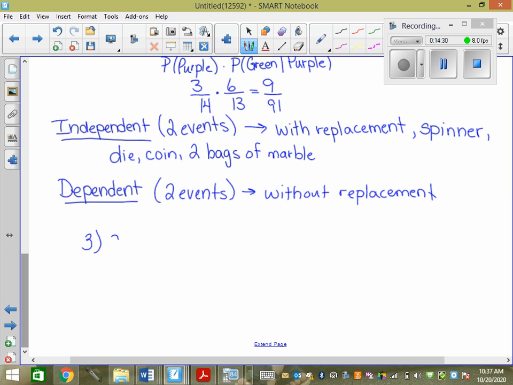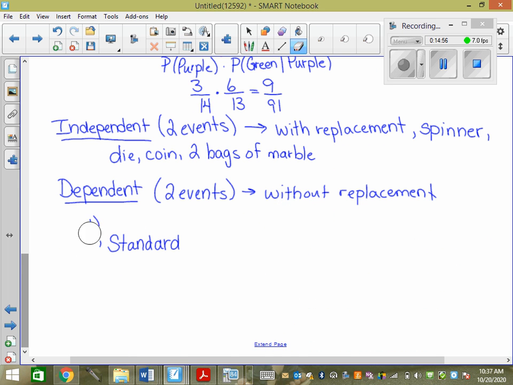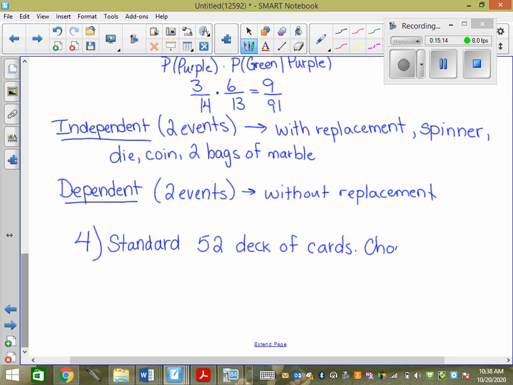Three. Standard deck of 52 cards. Fraction. 3B. Yeah, you have 1, 2, 3. No, 4. 3B. Oh, it should be 3C, actually. Yeah, 3A, 3A, and B. This isn't B. This is like an input. No, look up. There's an A and a B. Come on. Oh, my goodness. I have to say 4. I didn't want to be wrong. Standard, 52 deck card. Choose two cards, one after the other.